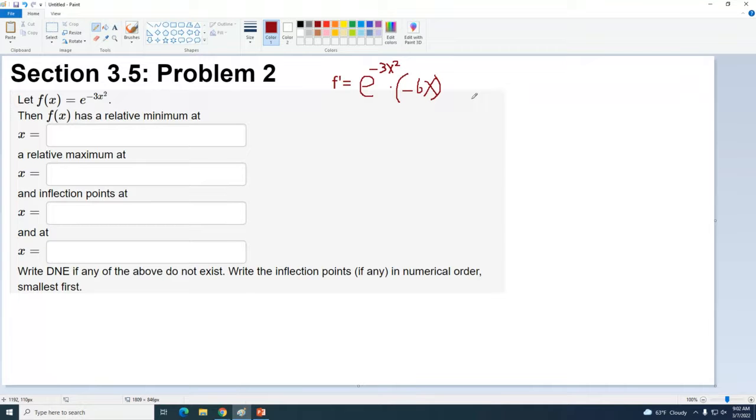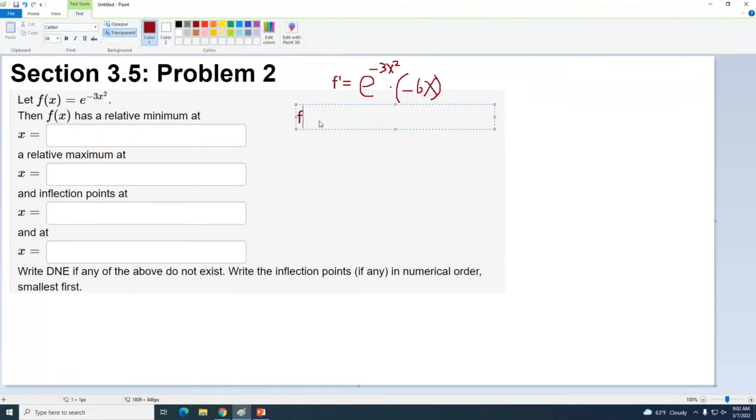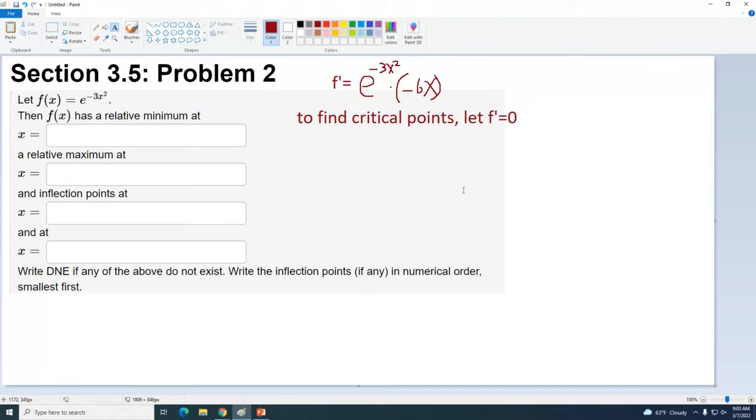This function should tell us increasing or decreasing. To find increasing, decreasing, you have to find the critical points, right? For the critical points, you set it to 0, because it's differentiable everywhere, so we don't have any undefined points. To find critical points, let f prime equal 0. We're going to make this equal to 0, but this is a multiplication.